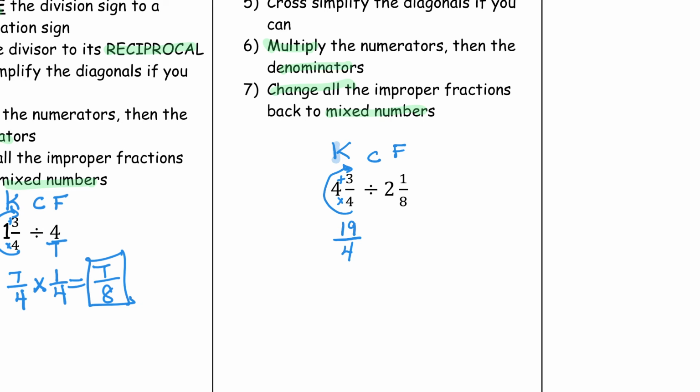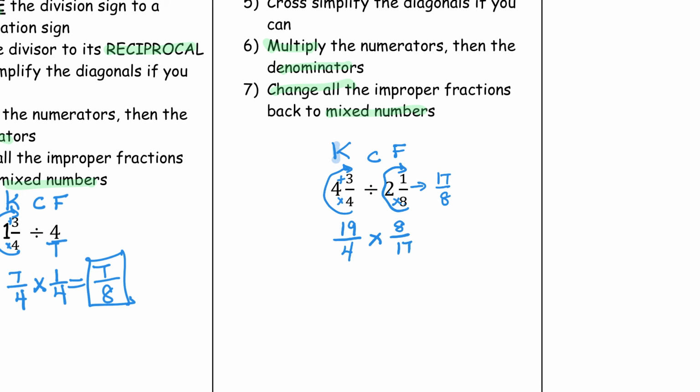That's my keep. Change. Now, watch what I do here. I am going to flip this, but watch what I do. I am going to multiply. 8 times 2 is 16 plus 1 is 17. So that's 17 over 8. So now I want to flip 17 over 8. I write it out here first, so that becomes 8 over 17. Now I'm ready to roll.